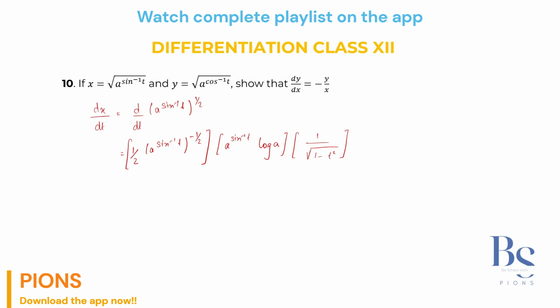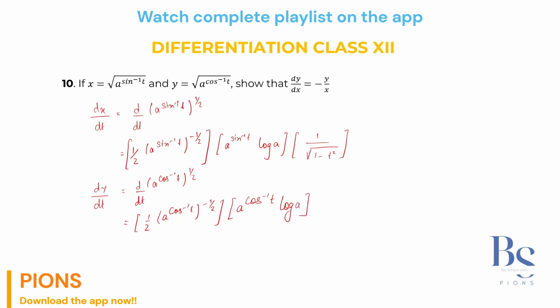Let's find dy by dt in a similar way. So dy by dt, you can see the expression is huge. So be very careful with small mistakes. So this will be a raised to cos inverse t, whole raised to half. Let's proceed in a similar fashion. Half will come in front. The main function to the power minus half. Done with that? Then derivative of a to the power something. A to the power something log a.